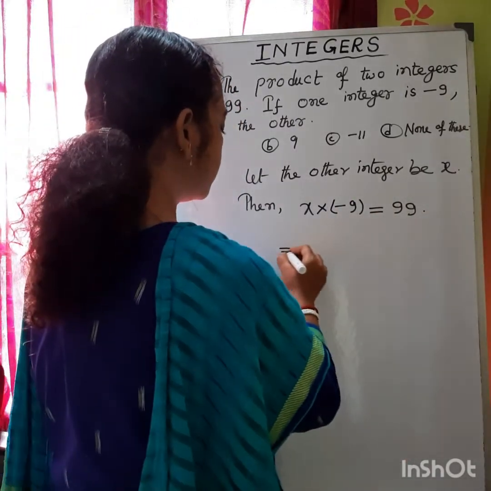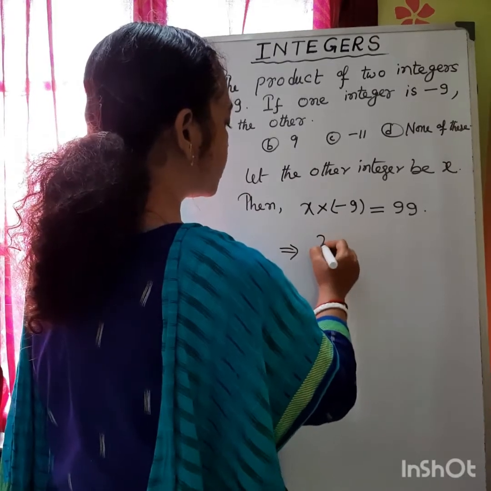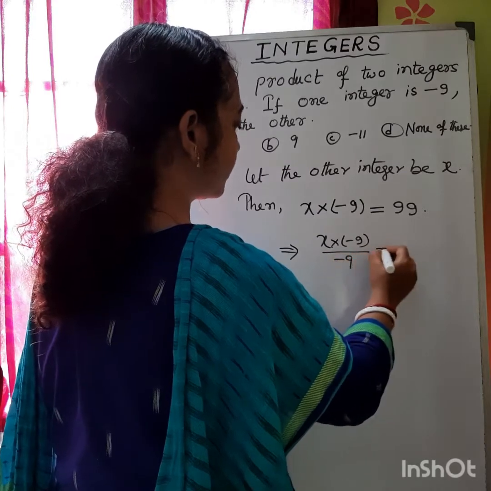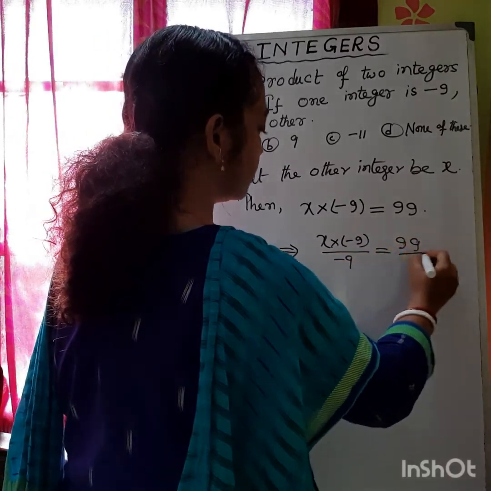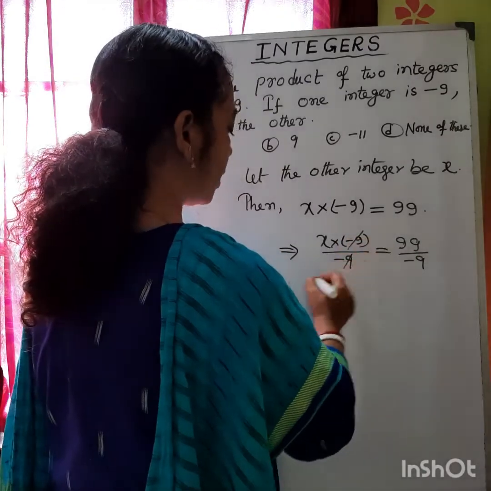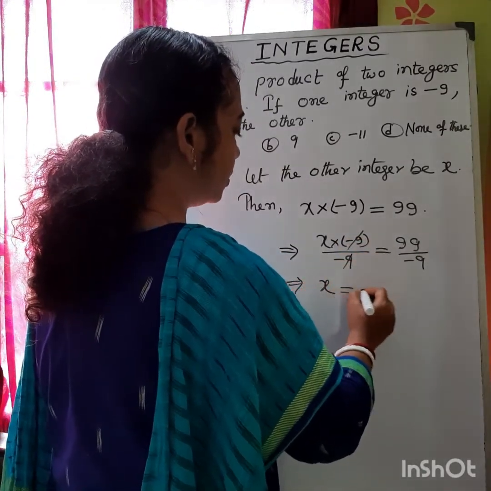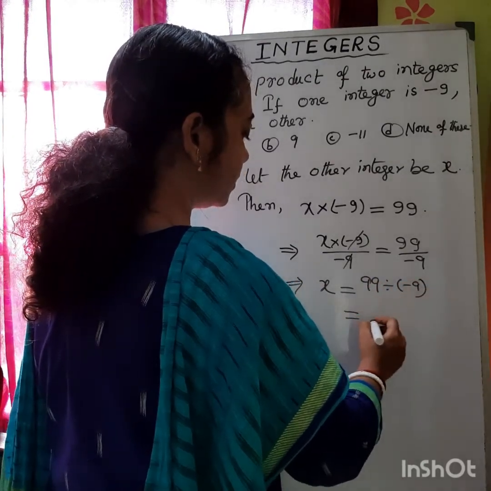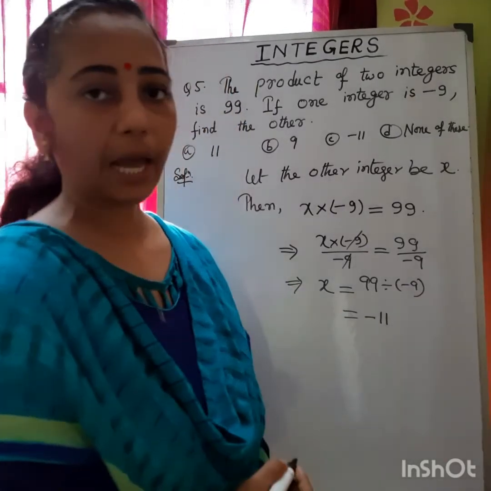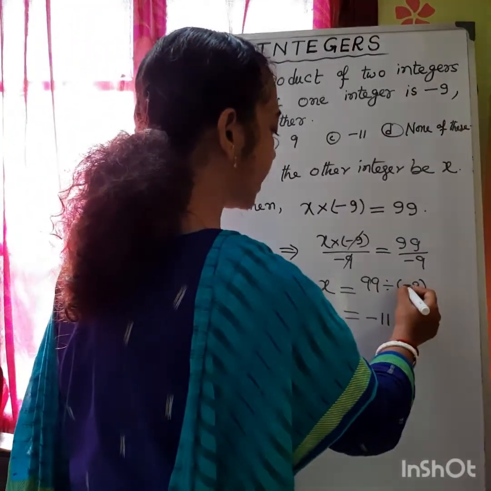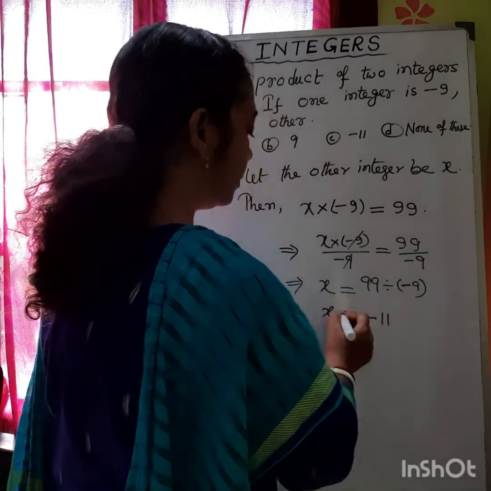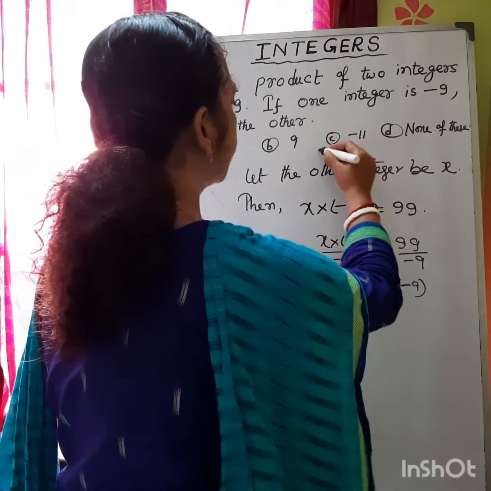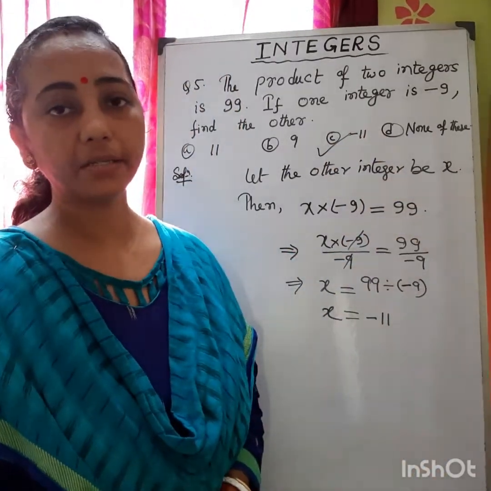So this implies, just dividing both sides by -9. If we divide both sides by -9, what do we get? This -9 will cancel out. This implies x is equal to 99 divided by -9. So that will come -11. We know 9 11s are 99 and already one negative sign is there. So the result will come -11. Here the options are given 11, 9, -11, none of this. So the correct option will be C, that is -11.